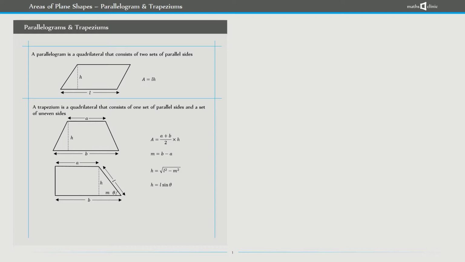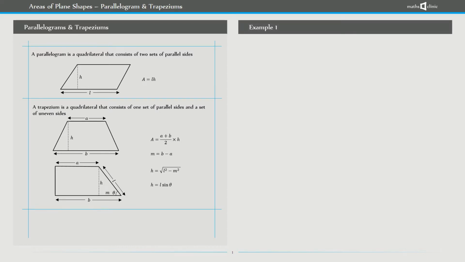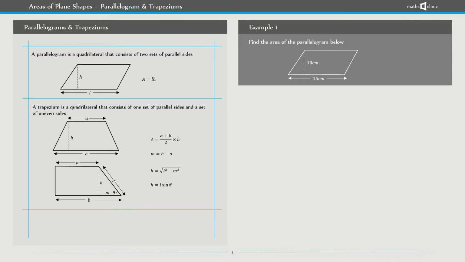Let's do a few examples. Example 1 says find the area of the parallelogram below. So, a very simple parallelogram.